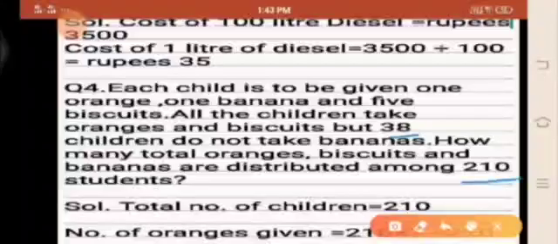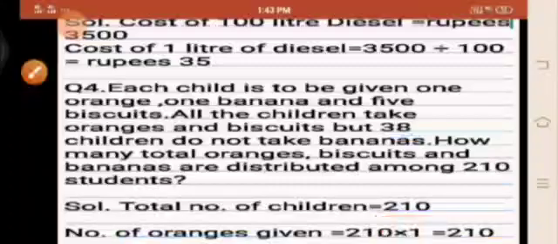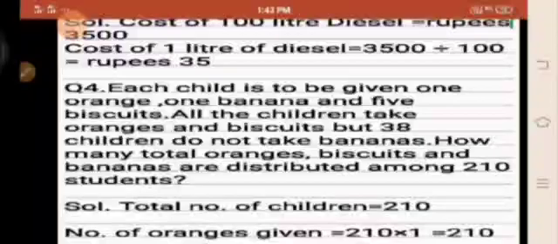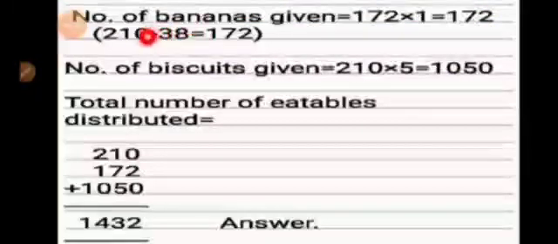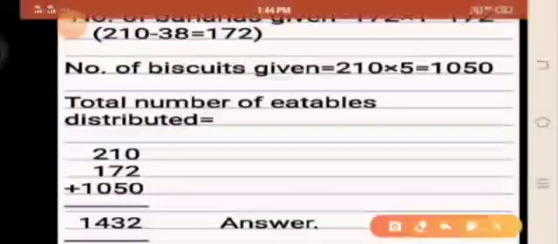So dear children, in next solution we will write first line total number of children. They are 210. Second is number of oranges given. If 210 children are there and one orange is given to each child, then 210 multiplied by 1 is 210 oranges. So number of oranges given is 210. Now it's the turn for number of bananas given. Number of bananas, total children are 210. But 38 students they are not taking.